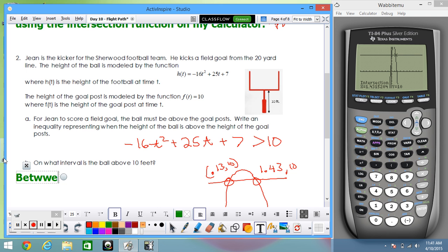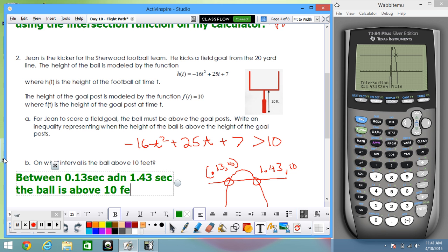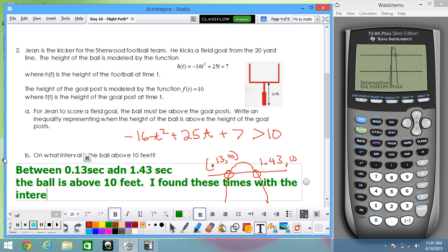Between 0.13 seconds and 1.43 seconds, the ball is above 10 feet. And again, you can just steal that answer you used before. I found these times with the intersection feature of my calculator.